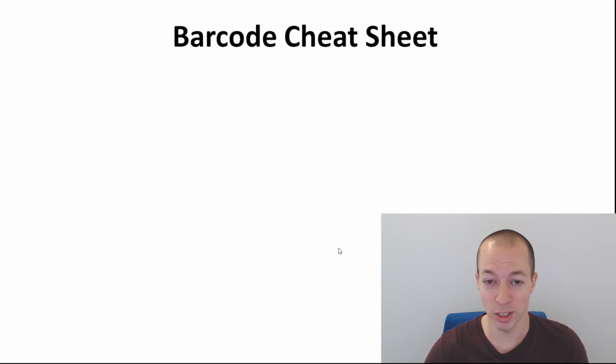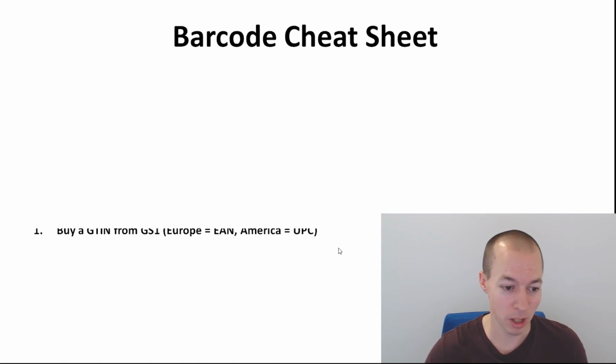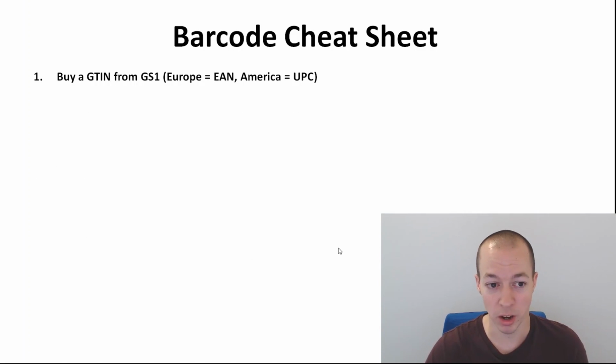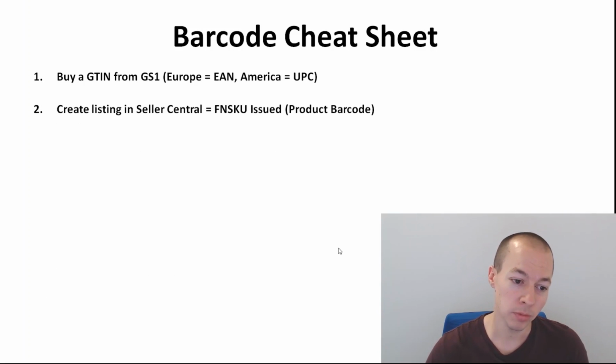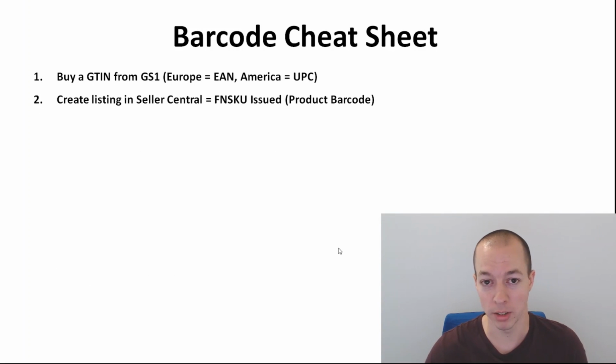So barcode cheat sheet, it's not really a cheat sheet, it's just 5 quick steps to remember so that when you get to the stage each time, you can remember how to do it. So step 1, you need to buy a GTIN, unless you're applying for an exemption, of course, from GS1. And if you're in Europe, it's an EAN, and if you're in America, it's a UPC. You then use that to create your listing in Seller Central. Then Amazon issue your FNSKU, which is your product code, and then you can completely forget about your UPC, your EAN, or your GTIN. It doesn't matter anymore once you've got the FNSKU.